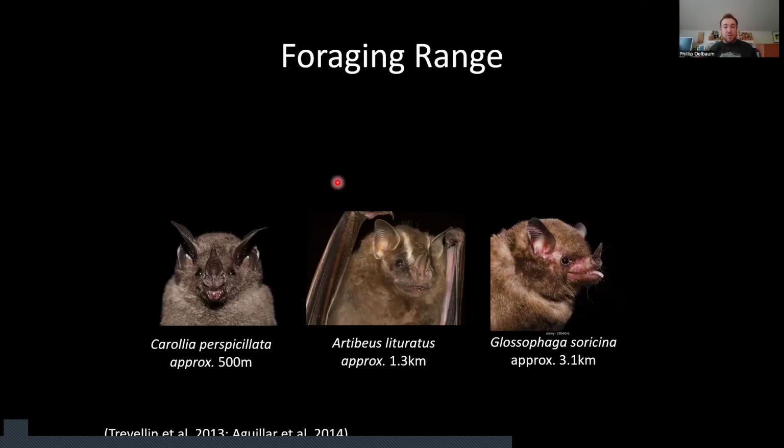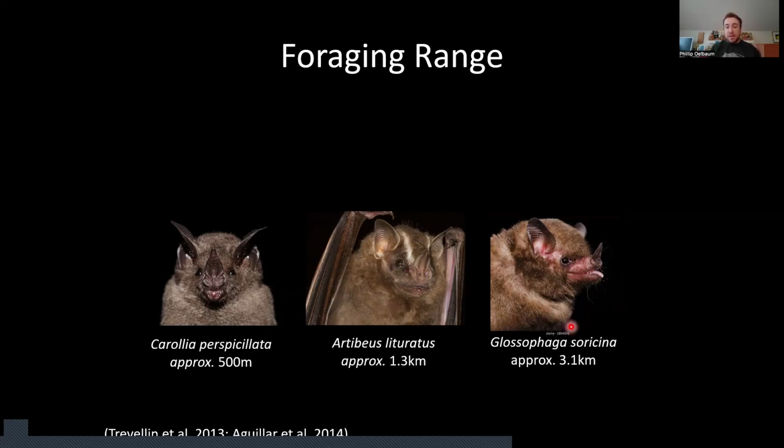So foraging ranges, these are all three species of neotropical bats. A lot of the time, they can be quite close to home. Some bats have quite a high site fidelity. So Carollia perspicillata, fruit-eating bat, they typically will move, or at least from the studies that I've seen, about 500 meters from their roosts. So they have pretty much everything they need in their immediate environment. Artibeus lituratus, approximately 1.3 kilometers is their foraging range. So they'll fly out, look for figs or other fruits and return to a roost.